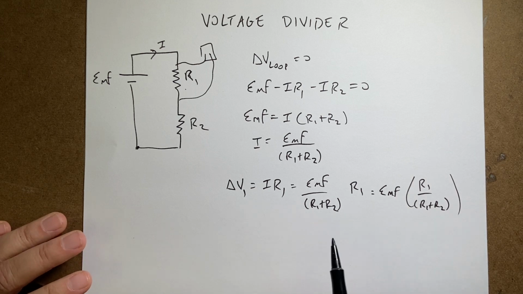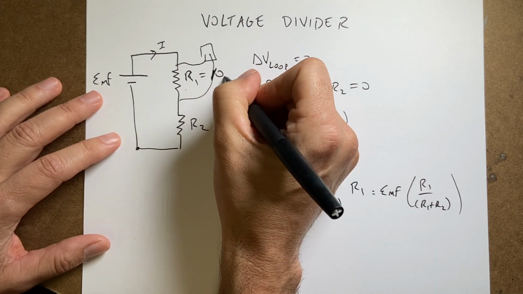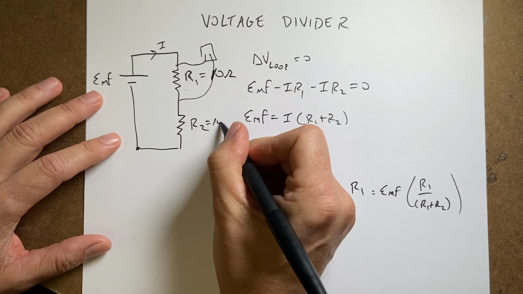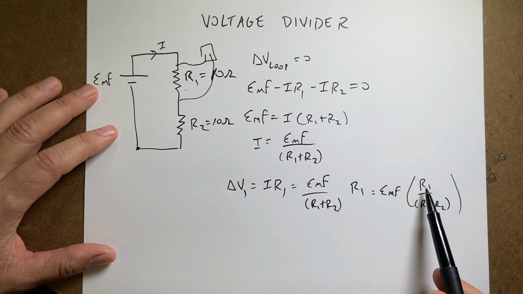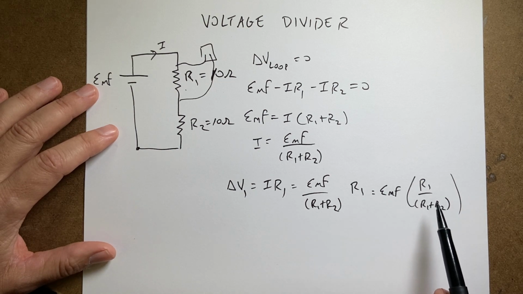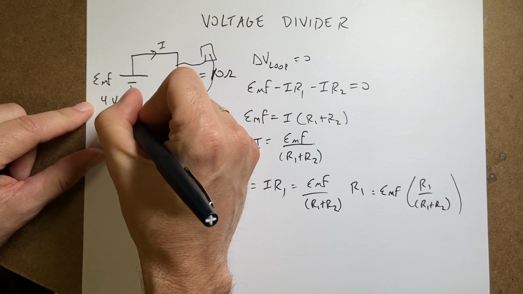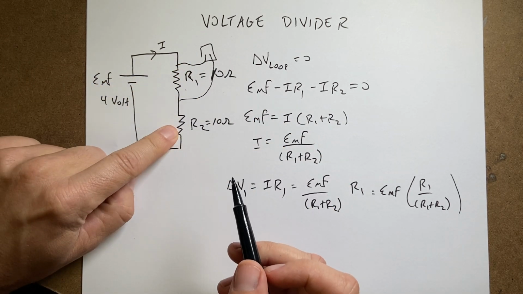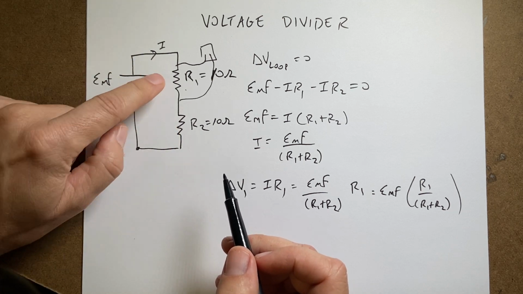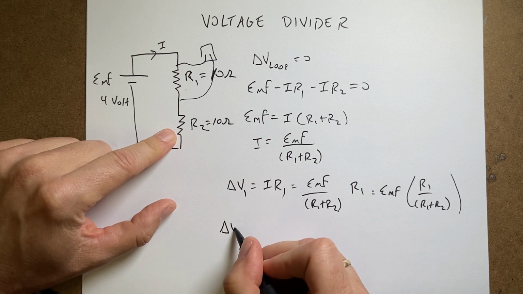So let's just say this is equal to 10 ohms, and this is equal to 10 ohms. In that case, I'd get 10 over 10 plus 10, or 10 over 20, or 1/2. So if this was a 4-volt battery, then I would have 2 volts across this, and I'd have 2 volts across this. So I've actually divided.